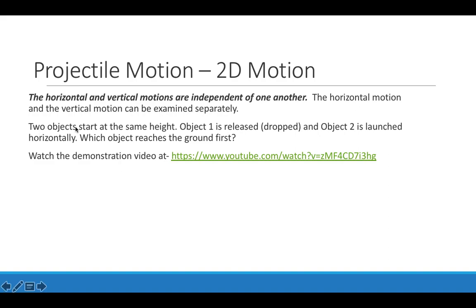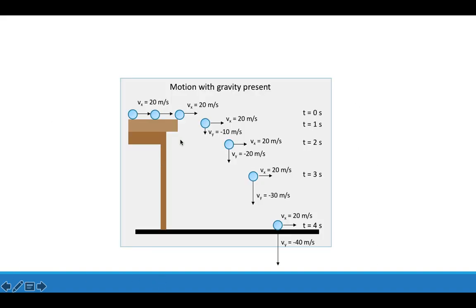Let's consider this question. 2 objects start at the same height. Object 1 is released, so it's just dropped, and object 2 is launched horizontally. Which object reaches the ground first? If I go back to this picture, the idea is I have one object that's rolling off the edge, and I have another object. At this same instant in time, an object is dropped.